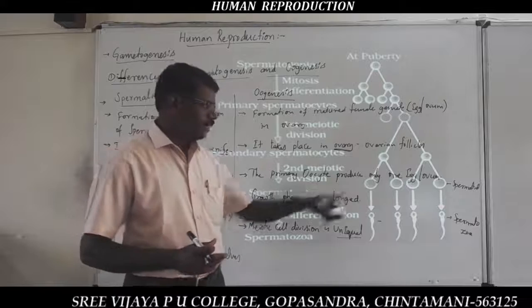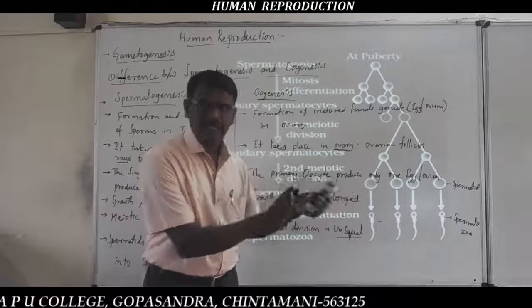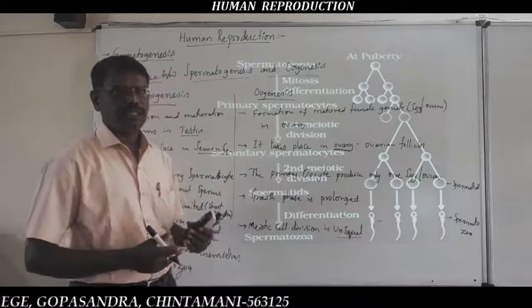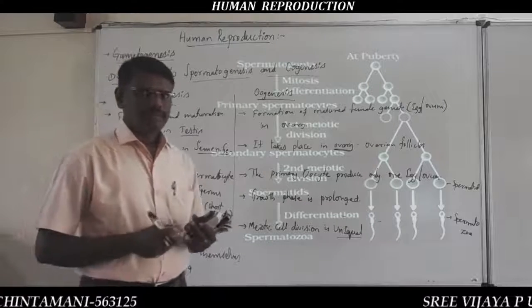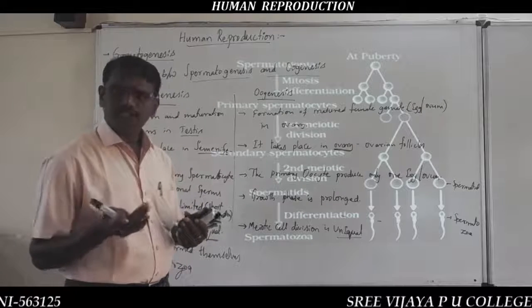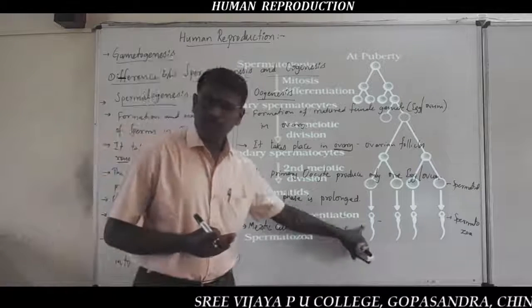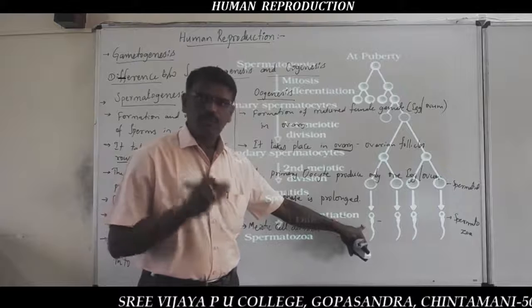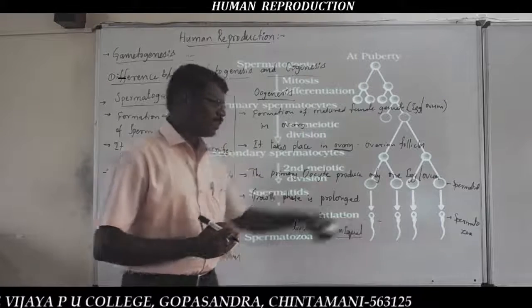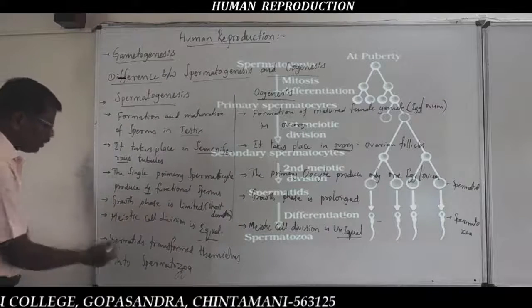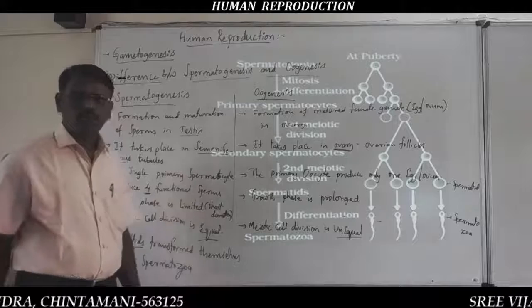Got it? So in spermatogenesis, each spermatid gets converted into a spermatozoon, one spermatid into one sperm. As I said earlier, it is an inactive, non-functional, non-motile spermatid. It is converted into an active, motile, functional spermatozoon, that is, the human sperm. That process is called spermiogenesis. In spermatogenesis, the spermatids themselves transform into spermatozoa.